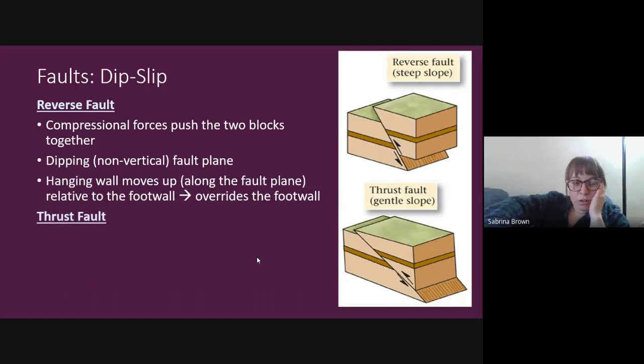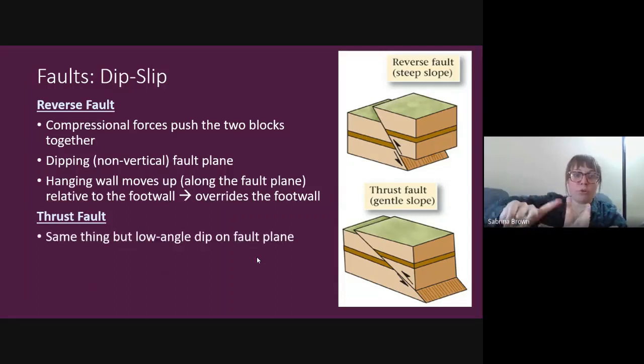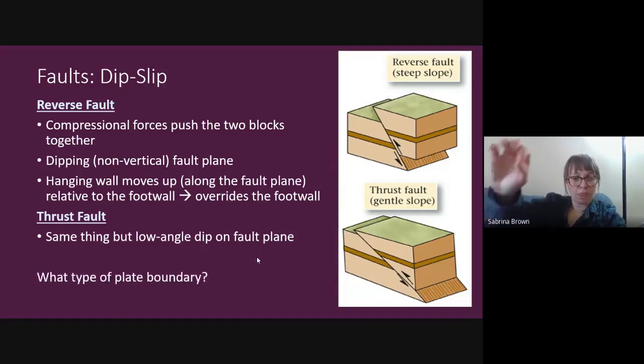Thrust faults are the same thing as reverse faults. They are associated with compressional forces and a non-vertical fault plane, but the difference is that there's a more gentle slope associated with thrust faults. For the sake of this class, I just sort of roll those all together, right? For us, it's not generally going to be important to differentiate between reverse and thrust faults. They're the same thing, just the slope or the angle of the fault line is different.